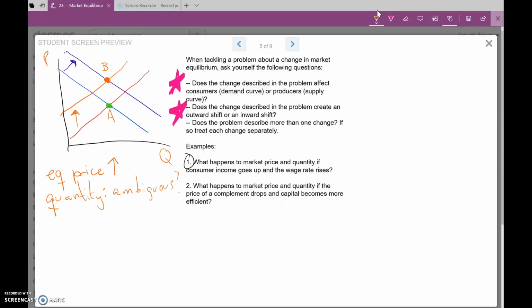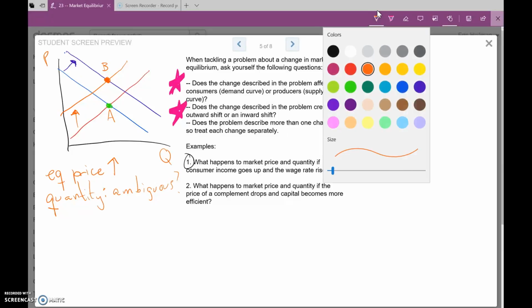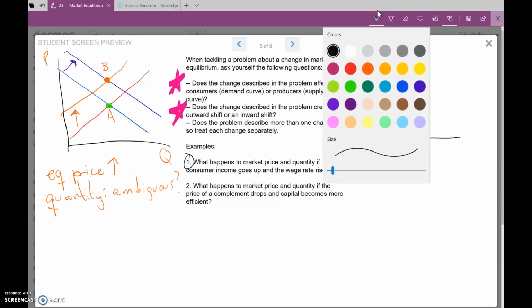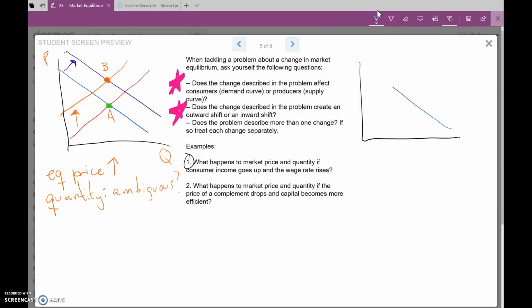Okay, so let's look at the second example over here. So again, we start with the same initial scenario. Here's our original demand curve. And here's our original supply curve. So here's our initial equilibrium point. Okay, so what happens to market price if the price of a complement drops and capital becomes more efficient?